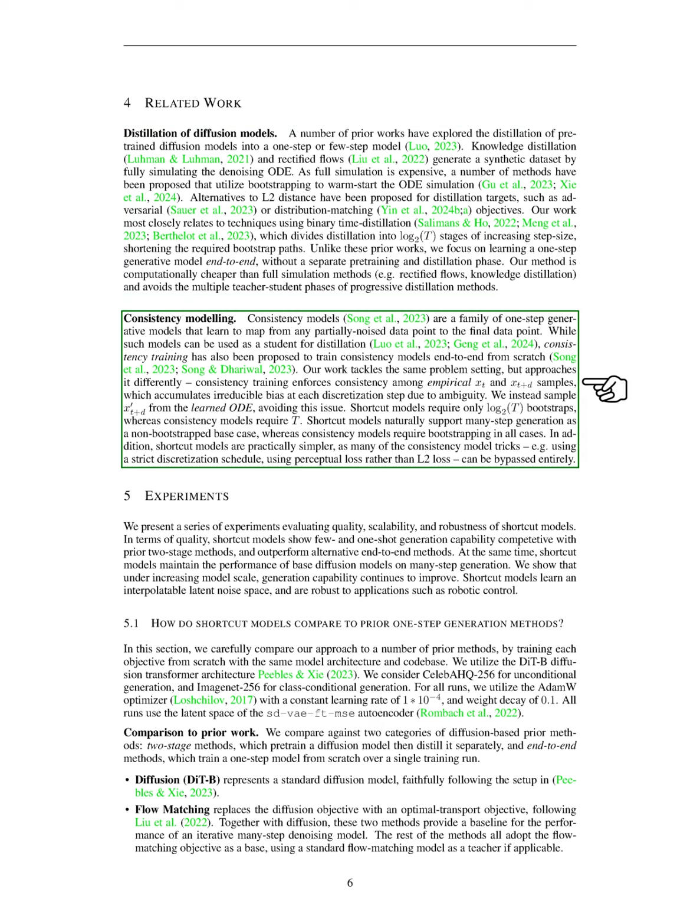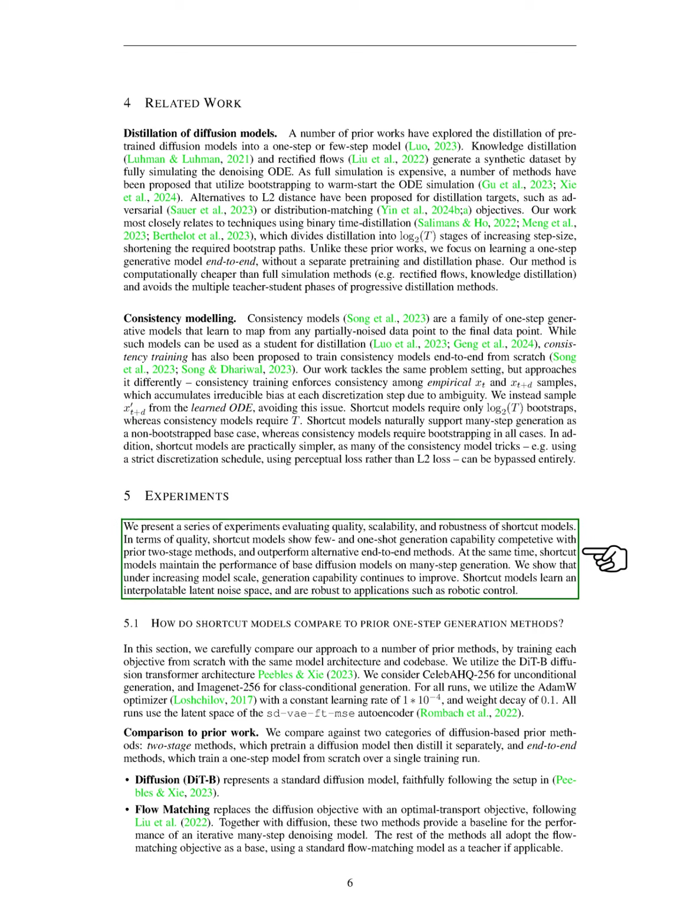Next, we explore consistency modeling, which involves one-step generative models that learn to convert partially noised data into complete data. While these models can serve as students in distillation, they can also be trained from scratch using consistency training. Our approach addresses the same problem but differs in that consistency training can introduce bias at each step due to ambiguity. Instead, we sample from the learned ODE to avoid this issue. Shortcut models require fewer bootstraps compared to consistency models, which need more steps. Additionally, shortcut models are simpler to implement, as they do not require some of the complex techniques used in consistency models.